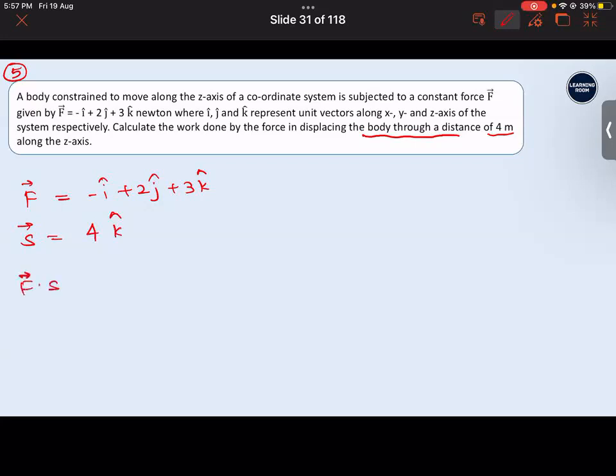So F vector dot S vector is how much? 12. So here this is in Newton, this is in meter. What is the unit of work done? Joule.